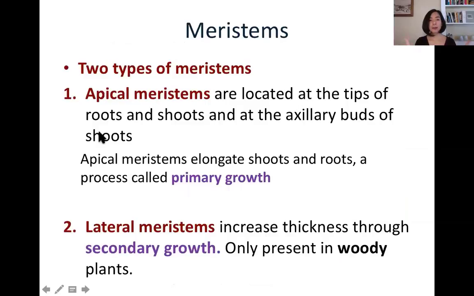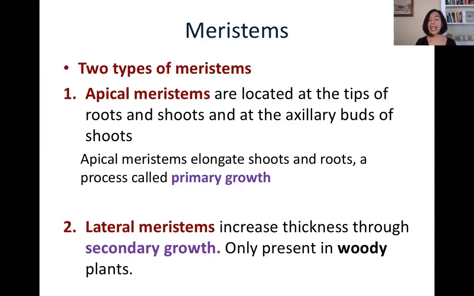So we have two types of meristems in plants, the apical meristem and the lateral meristems. The apical meristem is located at the tips of both the roots and the shoots and the axillary buds in the shoots. They are responsible for the elongation of the shoots and roots. And this is what we call primary growth, right? And it's growing in this direction, vertically.